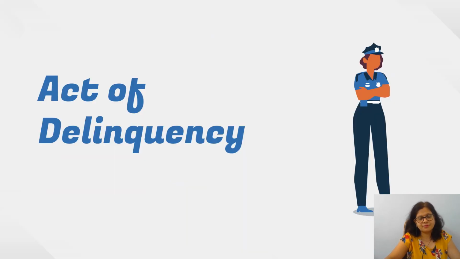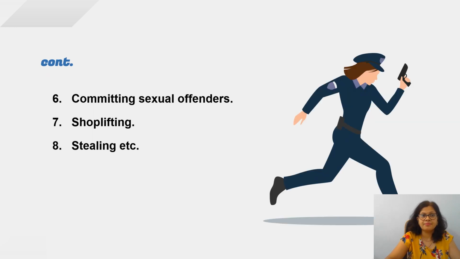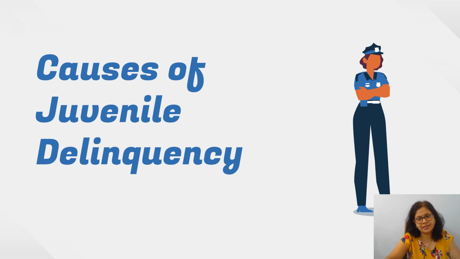So what are the acts of this delinquency? The acts of delinquency include running away from home without the permission of the parents, habitual absenteeism, and being beyond the control of parents. Third is the use of vulgar language. Fourth, wandering on rails, roads, streets, and marketplaces. Visiting gambling centers is also considered an act of delinquency. Committing sexual offenses, shoplifting, and stealing are also included as acts of delinquency.